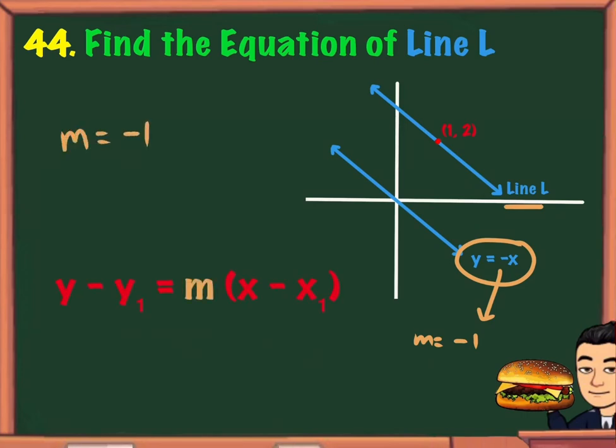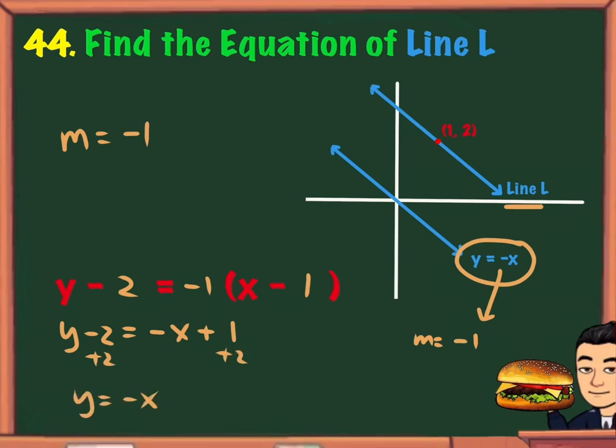Now I'm bringing out the point-slope formula. The only point we can insert into x1 and y1 is 1 for x1 and 2 for y1. And the slope, we found earlier, was negative 1. So let's rewrite this: y minus 2 equals, distributing the negative 1, negative x plus 1. If you add 2 on both sides, you get y equals negative x plus 3. This is your equation for line L.